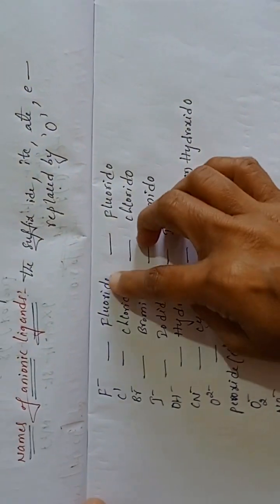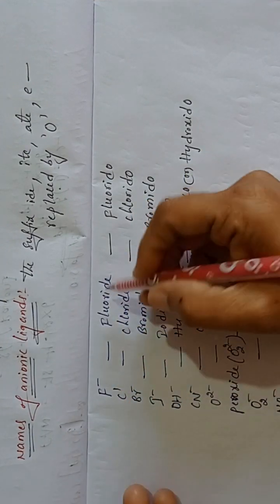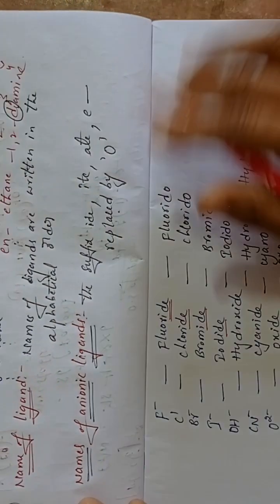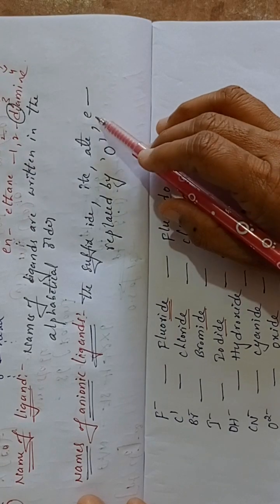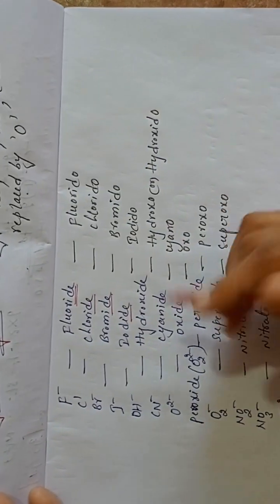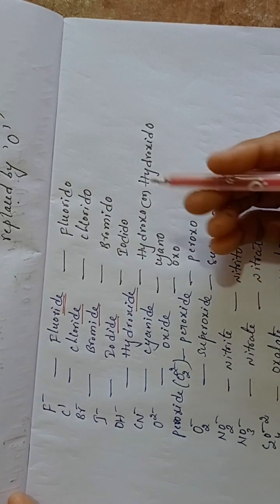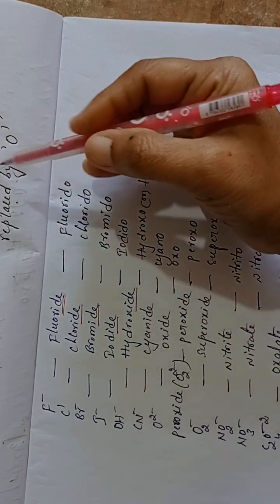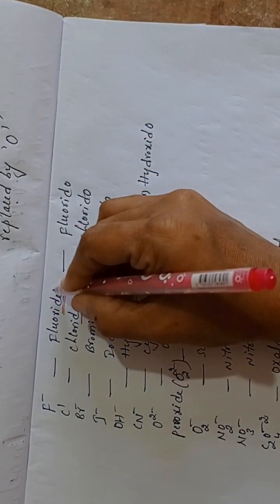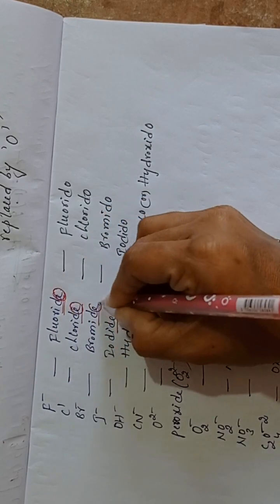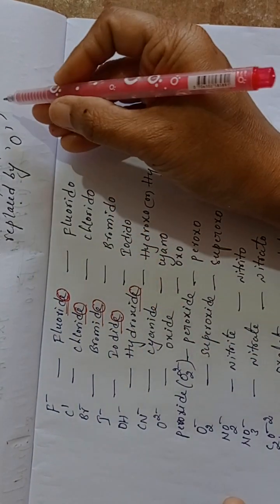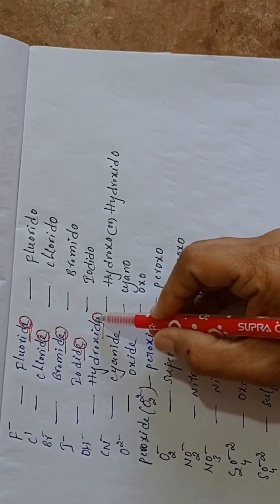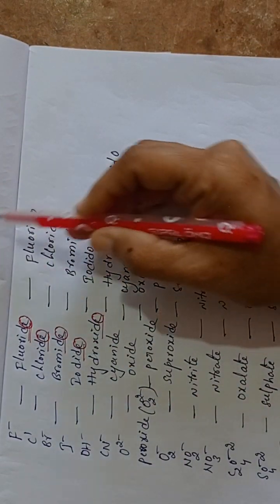Now coming to here, what are the suffixes they have, students? Here "-ide" is there. The suffixes I told you are "-ide", "-ate", and "e" replaced by o. Are you understanding? Here in these cases only e is taken, students. E is replaced by o.